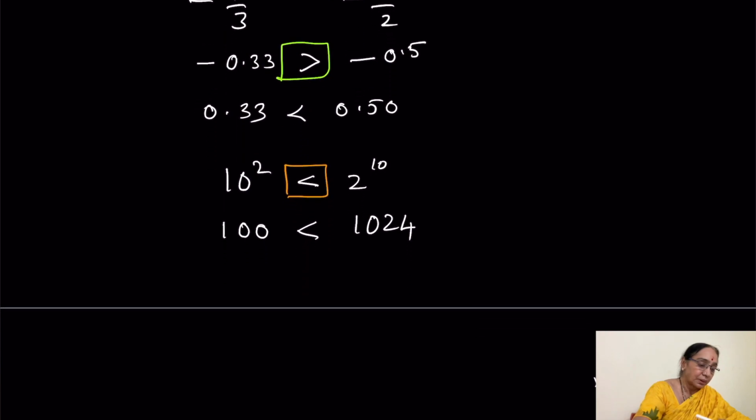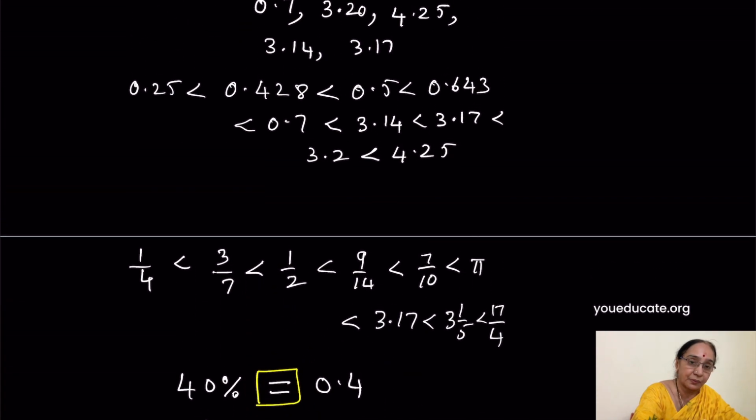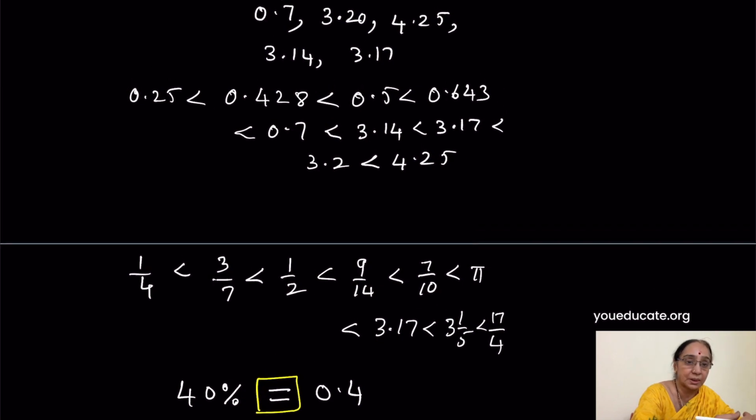So when you get these kinds of questions, observe the numbers carefully and decide which is the easiest way to compare. Generally, I feel that converting these numbers to decimal form helps you to compare the numbers faster.